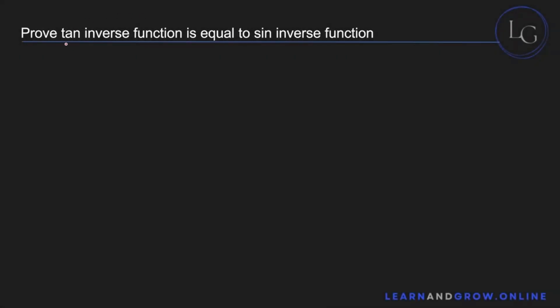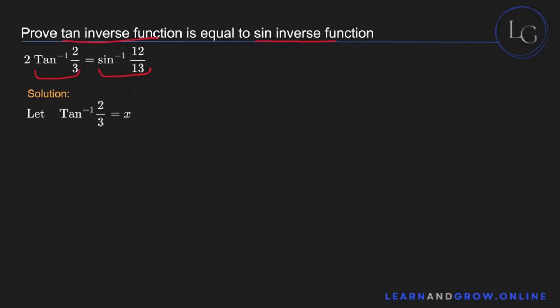Now let's prove that the tangent inverse function is equal to the sine inverse function in a certain case. Let's prove that 2 tangent inverse of 2 by 3 is equal to sine inverse of 12 by 13. So tangent inverse of 2 by 3, let's denote it by x. So that's equal to x. Now take the tangent inverse function to the other side, which means that tangent of x is equal to 2 by 3.